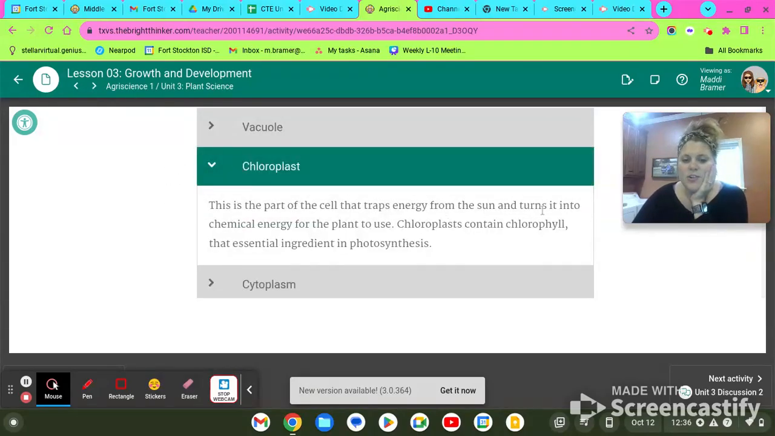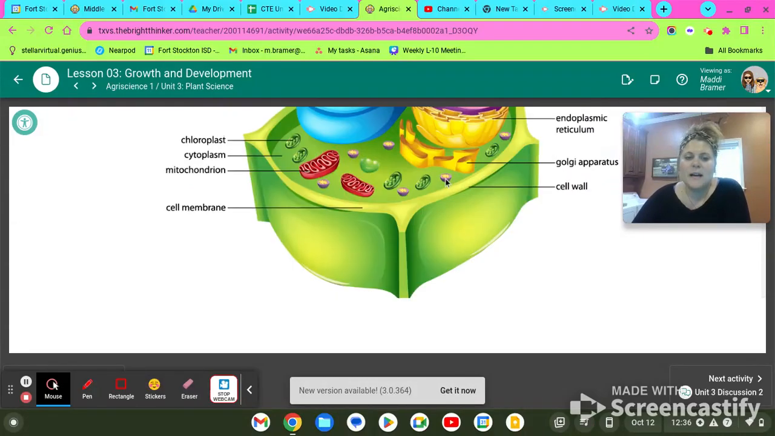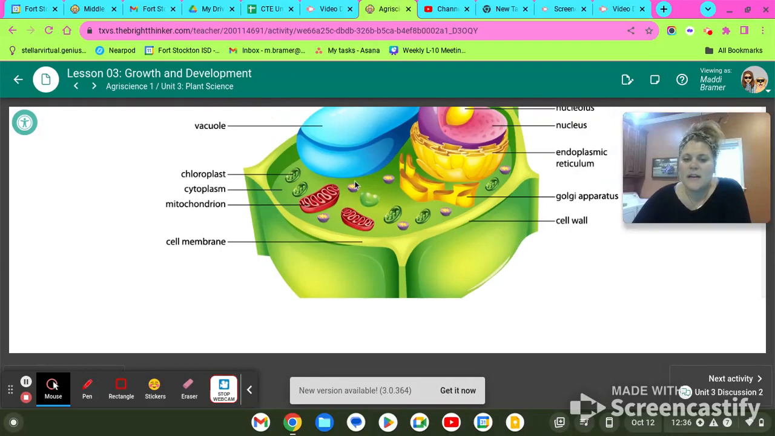Then we've got chloroplasts, which are these green things right here. That's the part of the cell that traps energy from the sun and turns it into chemical energy for the plant. So this is what's going to contain the chlorophyll, essential for photosynthesis. Then you have the cytoplasm. That's this kind of jelly that's going to hold everything together.